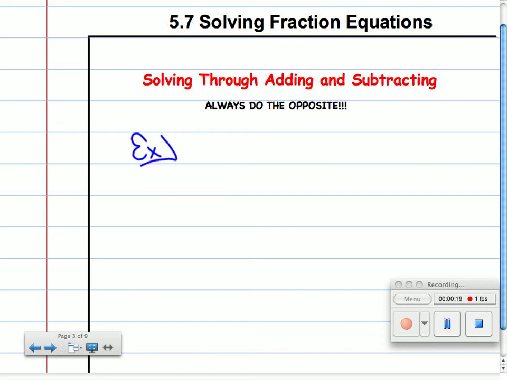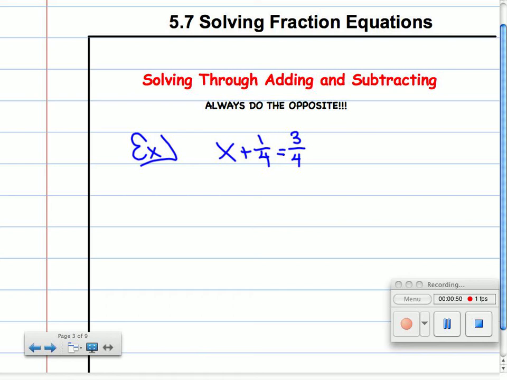If I had x plus 1/4 is equal to 3/4, and I said to you, solve for x, what you should be thinking to yourself is, okay, I've got fractions going on here, but it's still the same procedure. How do I move plus 1/4? Class, how do I move plus? Minus. I'm going to minus 1/4.